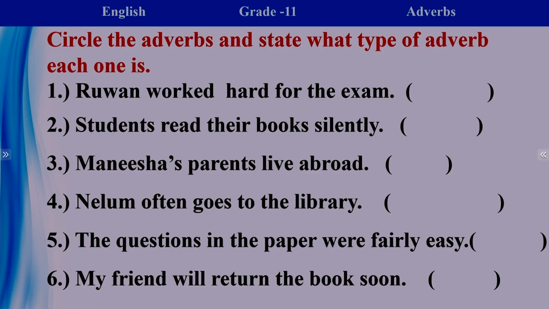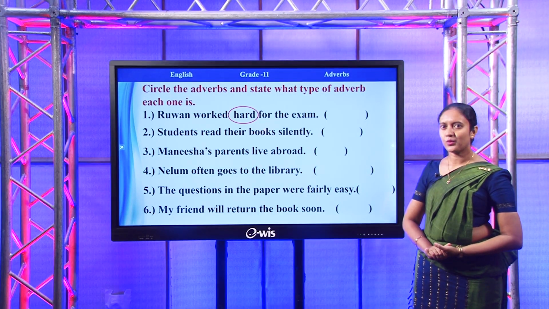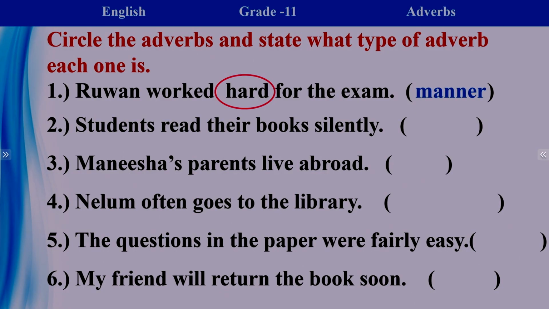Hope you have finished your task. Let's see your answers. Look at the first sentence. Ruan worked hard for the exam. What is the adverb here? Yes, can you tell me? Yes, you are right. It is hard. So, how can you get it? How did Ruan work for the exam? He worked hard for the exam. So, this adverb hard describes how Ruan worked for the exam. So, what is the type of the adverb? It is an adverb of manner.